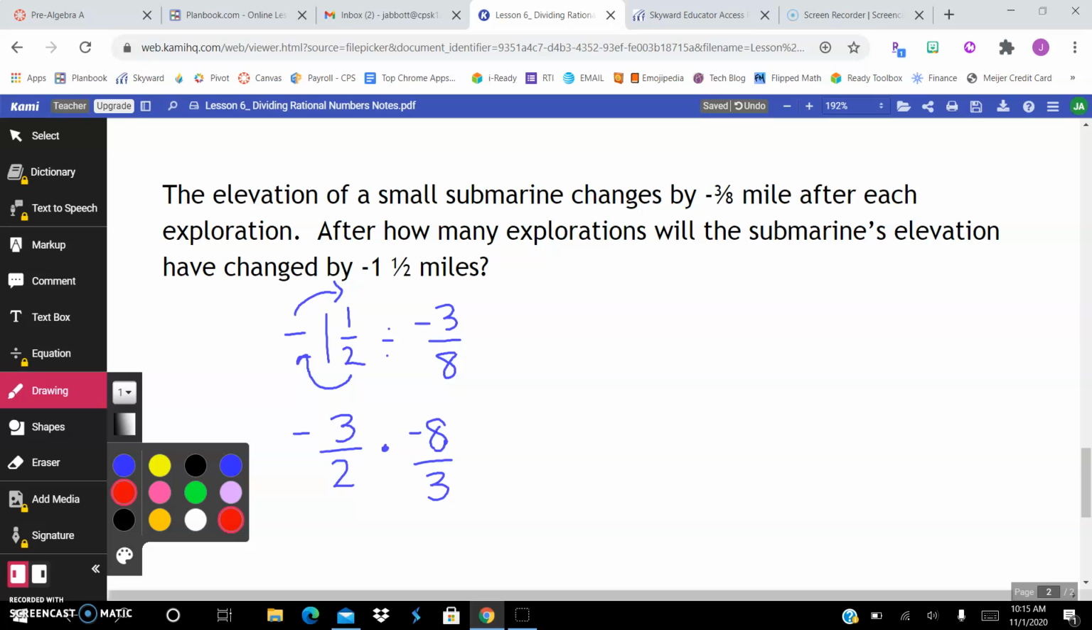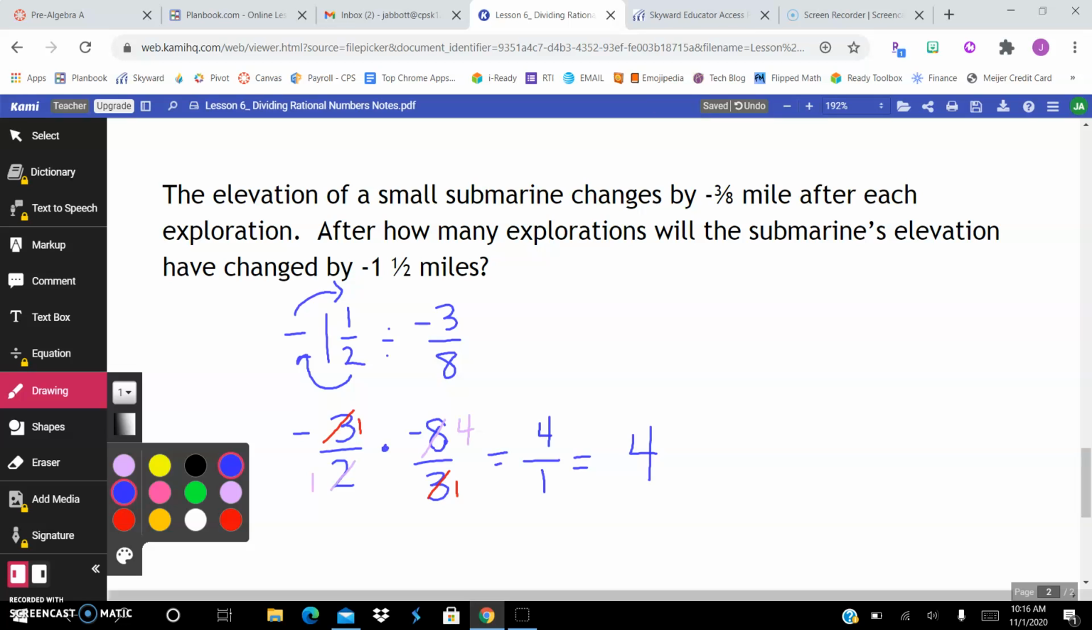The 3's are on an angle from each other, so they each have a 3 in common, so I'm going to divide them by 3, so they become 1. And then going side to side, 2 and 8 would have a 2 in common, so 2 divided by 2 is 1. 8 divided by 2 would be 4. And then I can multiply straight across. A -1 times a -4 would be a +4. And then 1 times 1 on the bottom would be 1, and 4/1 reduces to just 4.